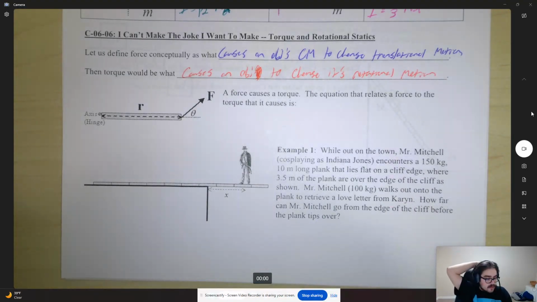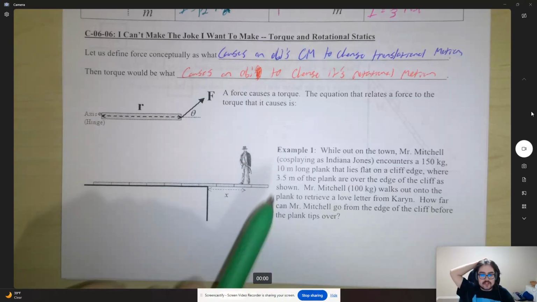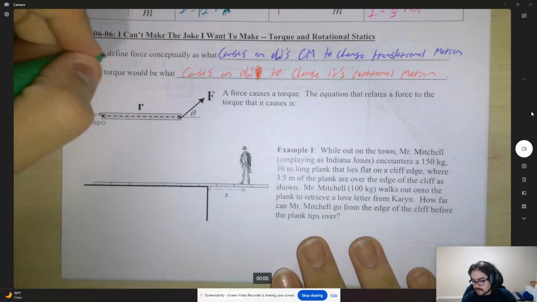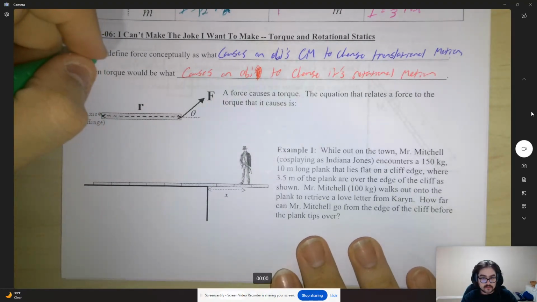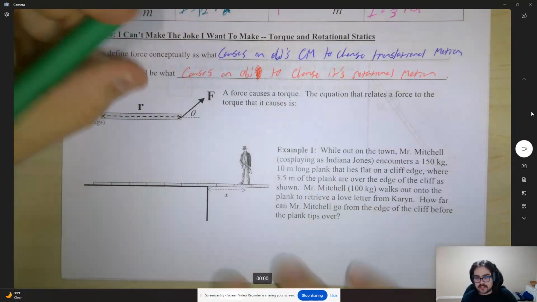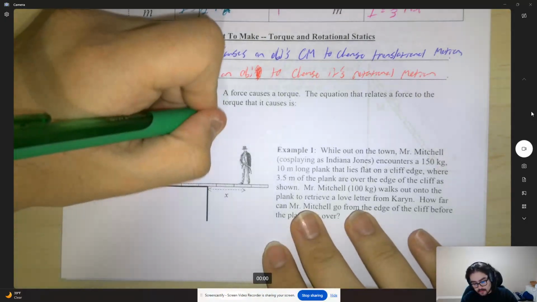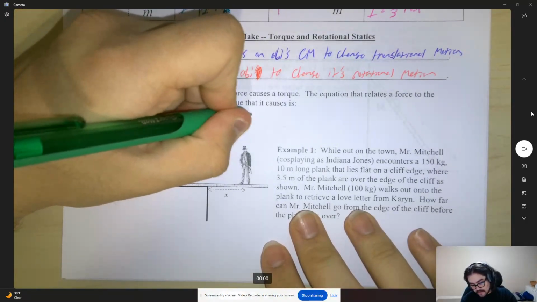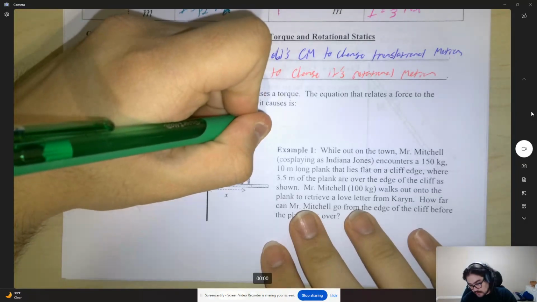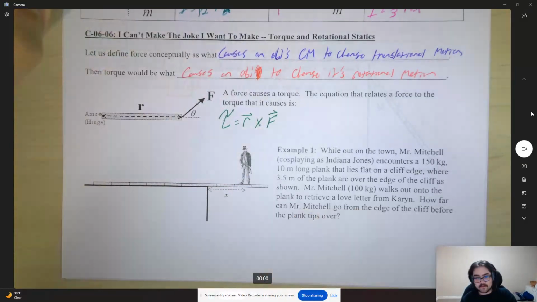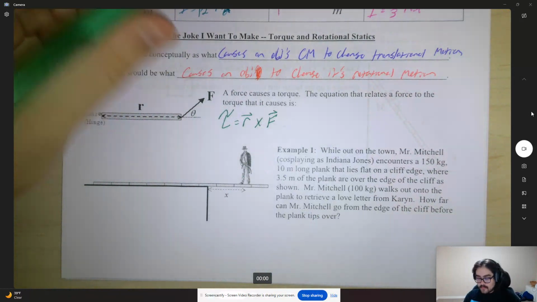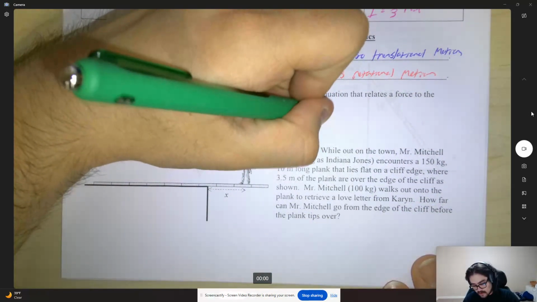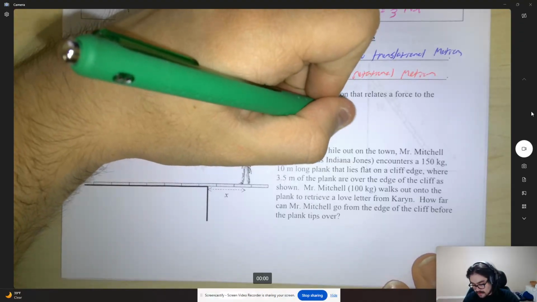The equation, if you took Physics 1 with me last year, you probably learned the general equation, which was RF sine theta. That's actually not the most proper equation. The most proper equation is that it's actually a cross product of the vectors for R and force, which then, of course, does become the traditional equation that we all know and love, RF sine theta.